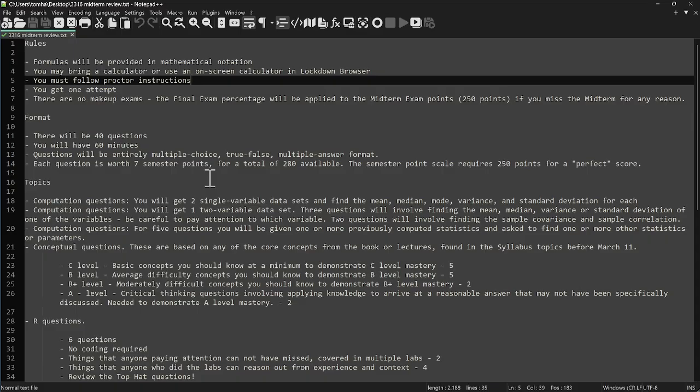Two of the questions are going to involve finding the sample covariance and the sample correlation. That is to say, you definitely will find the sample covariance and sample correlation, or not of one variable, rather, it's the sample covariance and sample correlation of the two variables together. That's what covariance and correlation are.